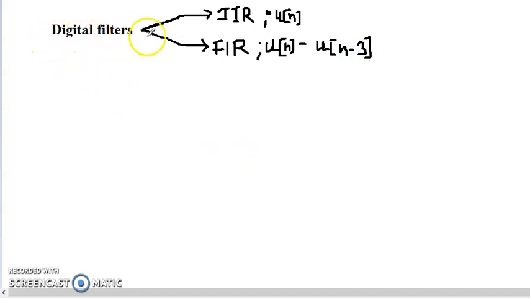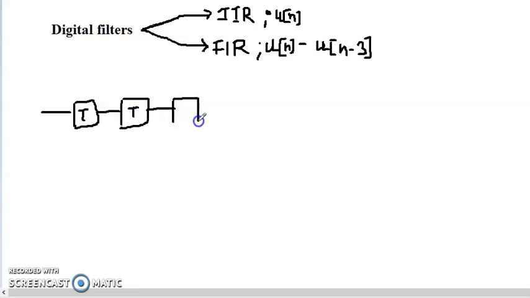Similarly, digital filters can be divided into IIR filters or FIR filters, depending upon their impulse responses. So what are FIR systems? We have studied it in the last semester, the fourth semester, where we elaborated the impulse response by a difference equation. FIR systems are basically those systems which depend upon the inputs and delayed inputs only, not on the output, so that there is no feedback.